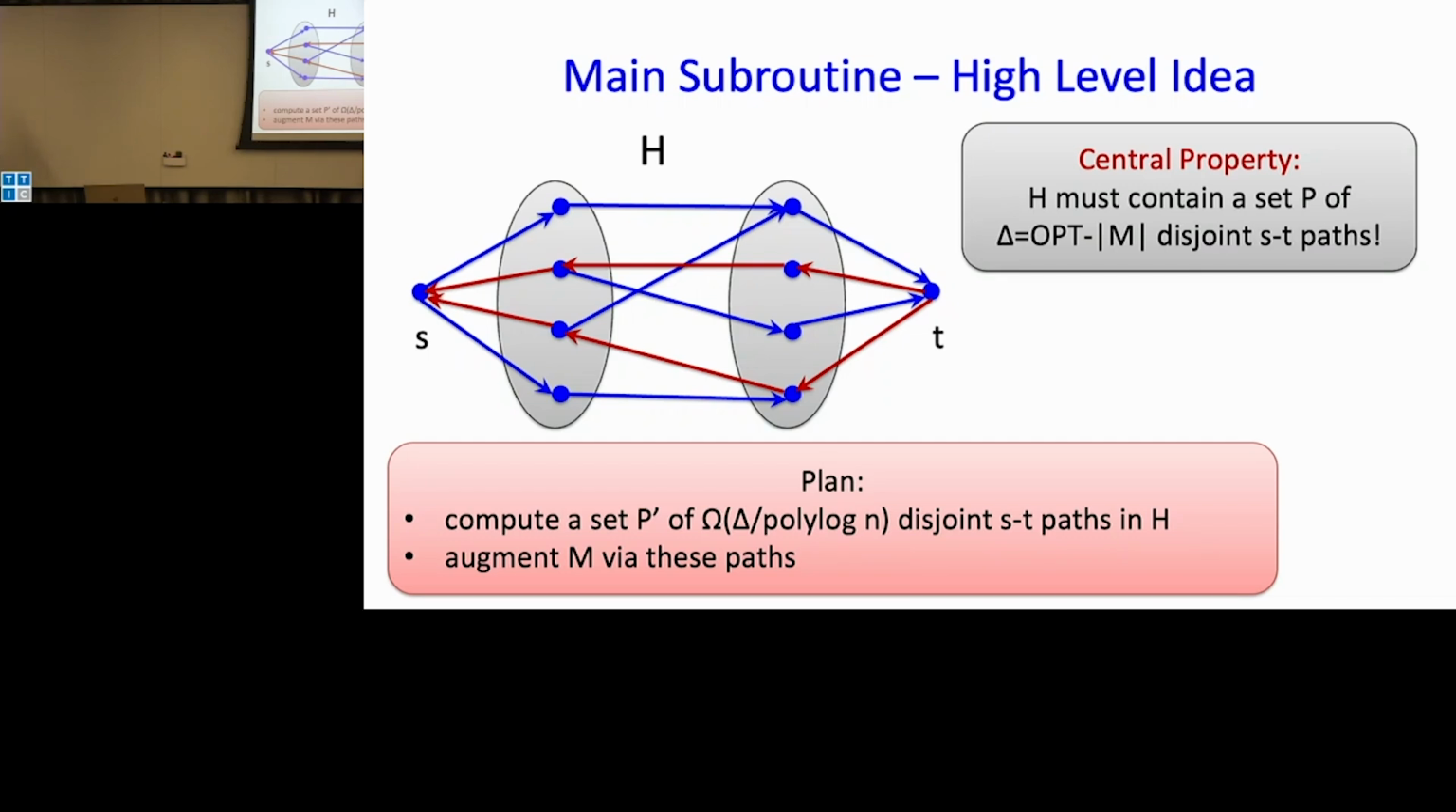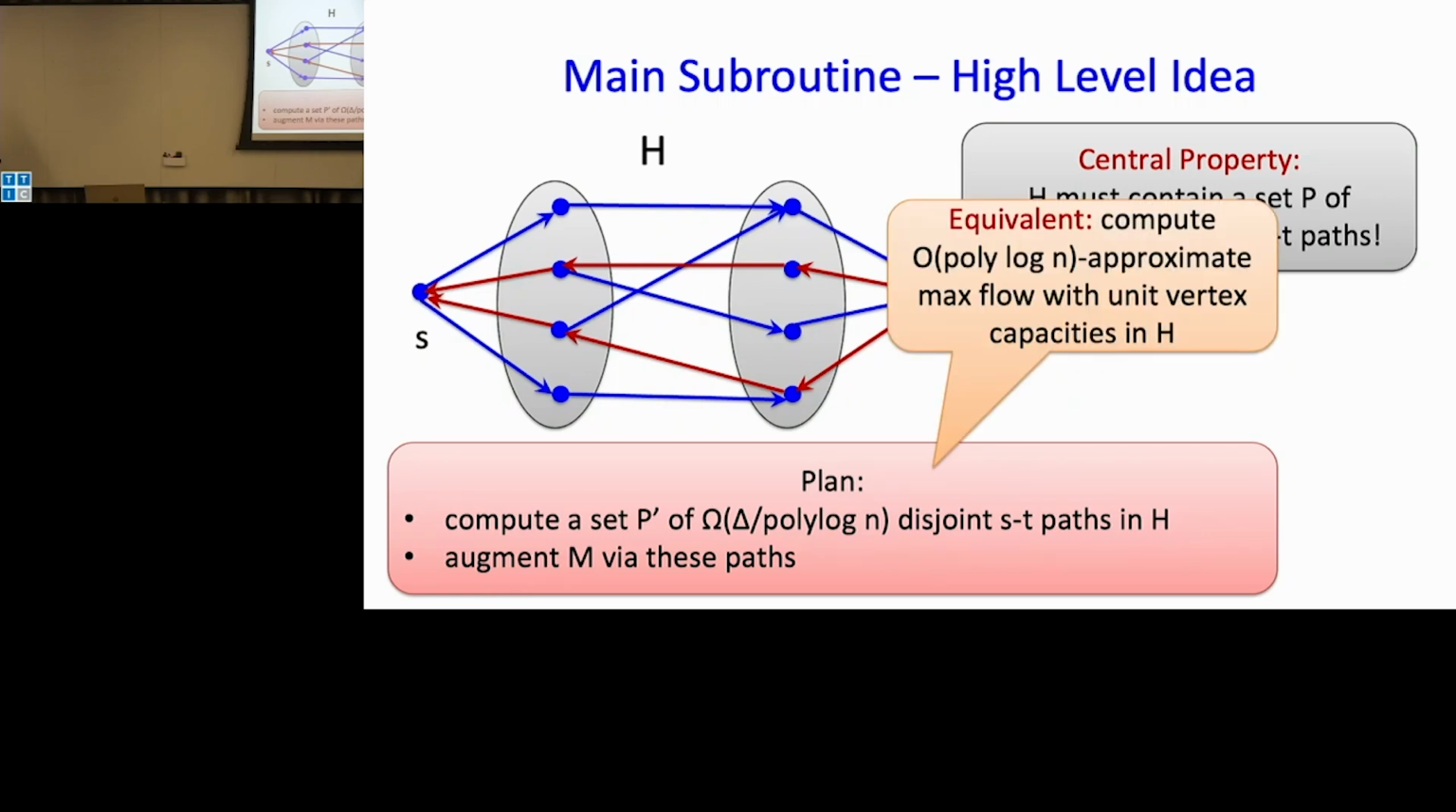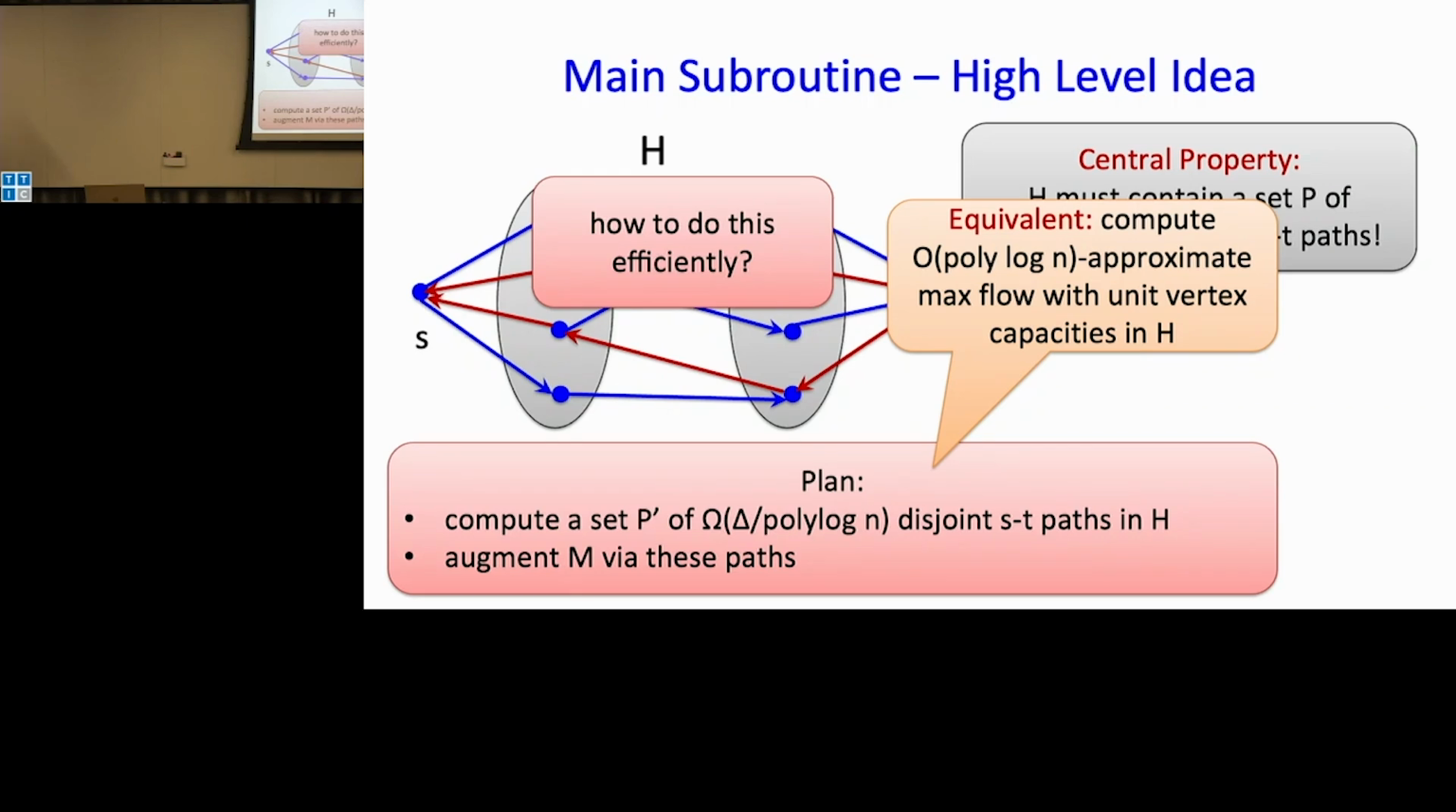And then once we do it, we augment the matching through these paths. In other words, what we want to do here is solve approximate max flow in the residual flow network. Okay? So basically what this is saying is that in directed graphs, if you can solve flow approximately, you can solve it exactly. This is well-known stuff. And the main question is how to do this efficiently.